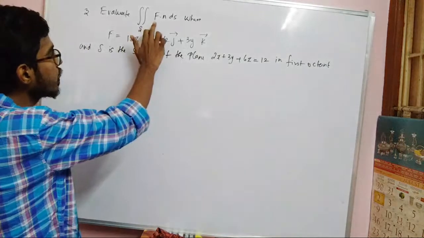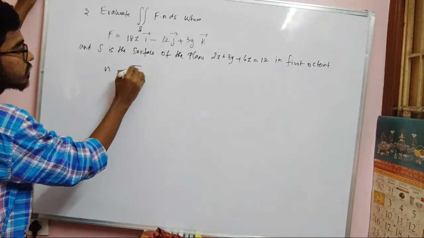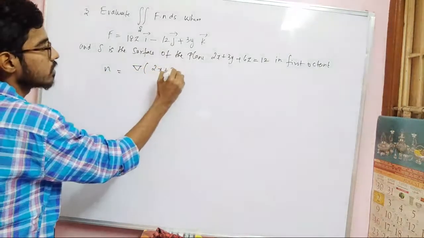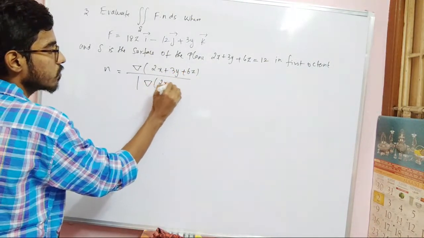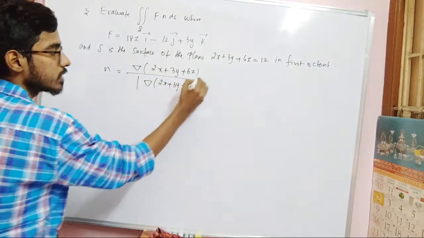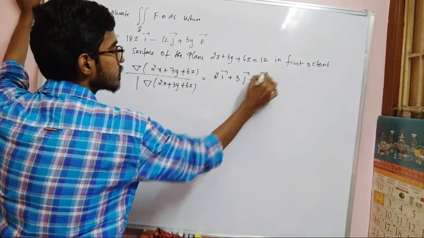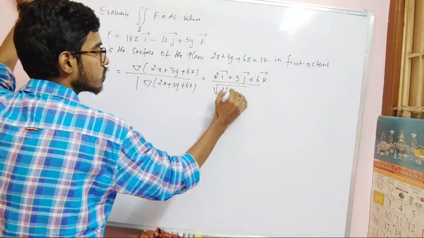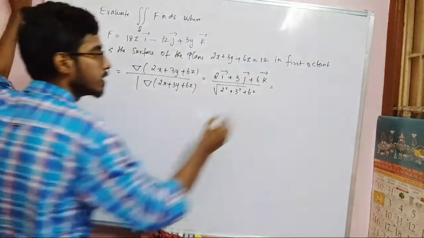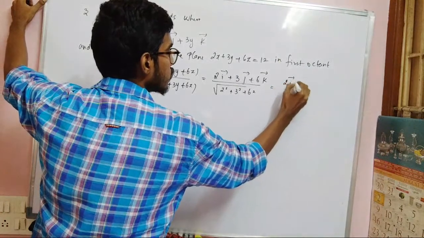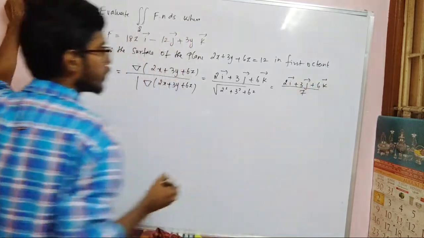We are to evaluate the double integral over S of F dot n dS. So first we will find n. n is the gradient of the surface, 2x plus 3y plus 6z, divided by the modulus of the gradient of 2x plus 3y plus 6z. So this is 2i vector plus 3j vector plus 6k vector over the square root of 2 square plus 3 square plus 6 square. So 4 plus 9 plus 36 is 49, which is 7. So we have 2i plus 3j plus 6k by 7.